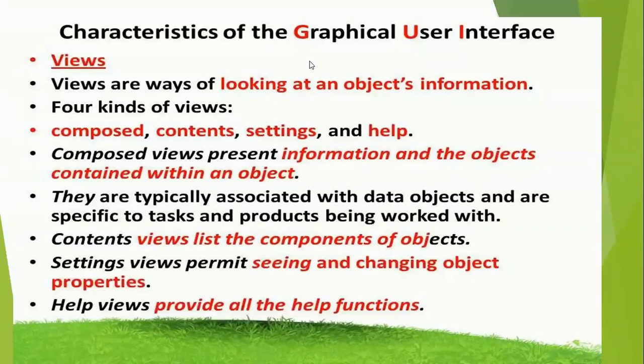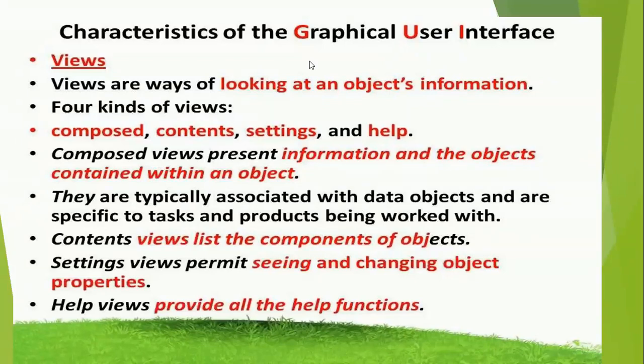They are typically associated with data objects and are specific to tasks and products being worked with. So these kinds of composed views are specific to tasks. So you may have certain tasks that are dealt with for that particular data object. And then you have contents views. Contents views list the components of the object. So it gives you a list of components of the particular object.